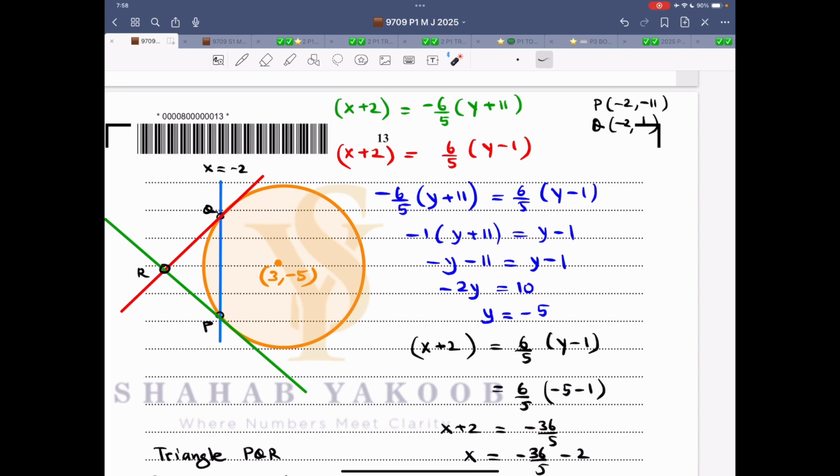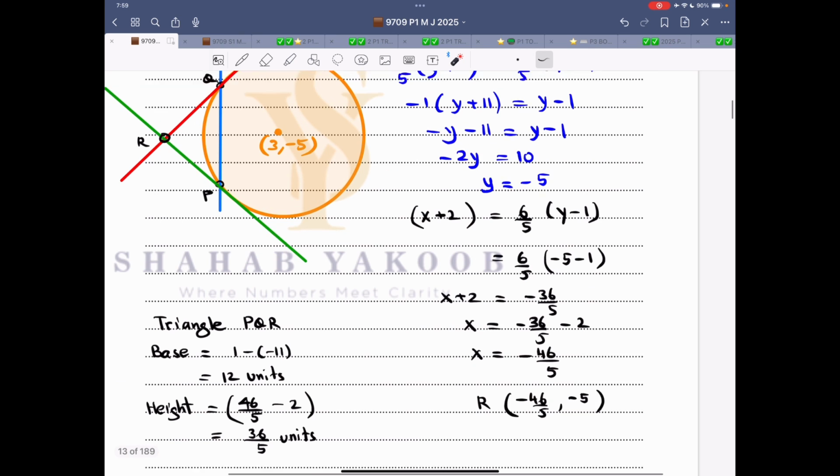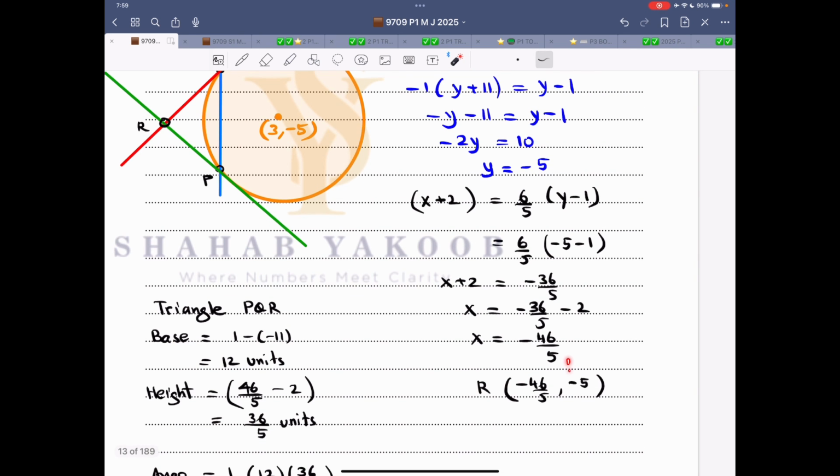So the green equation is the one of PR, the tangent at P. So TP, that is this thing. That is TQ. This is TP, this is TQ. It's your choice how to solve it. What I have done is that I have made x plus 2 the subject in both. I have equated these two. Y comes out to be negative 5. X comes out to be minus 46 over 5.